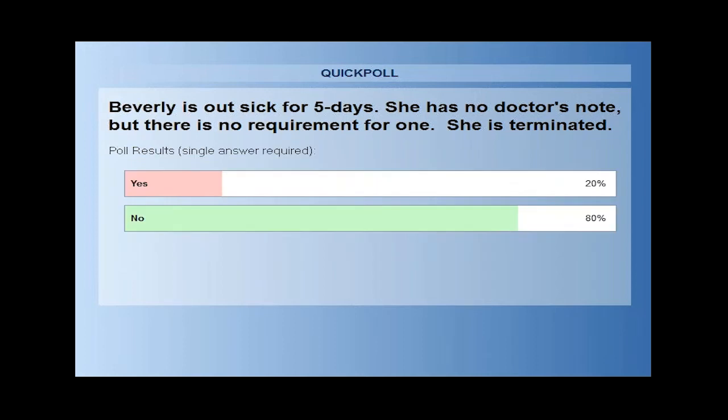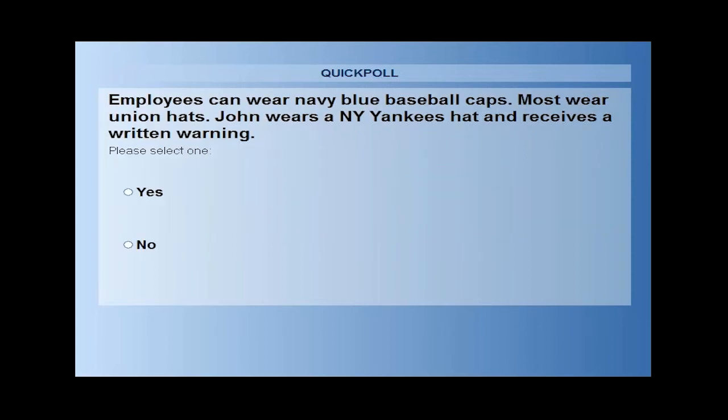Exactly right. The no's have it. There is not fair notice. They have a memo from 1985, but Beverly started after that, and they have not used that memo to discipline anyone in that manner since that time. So there's not just cause to issue discipline. Fantastic job, you guys. All right, let's try another one.